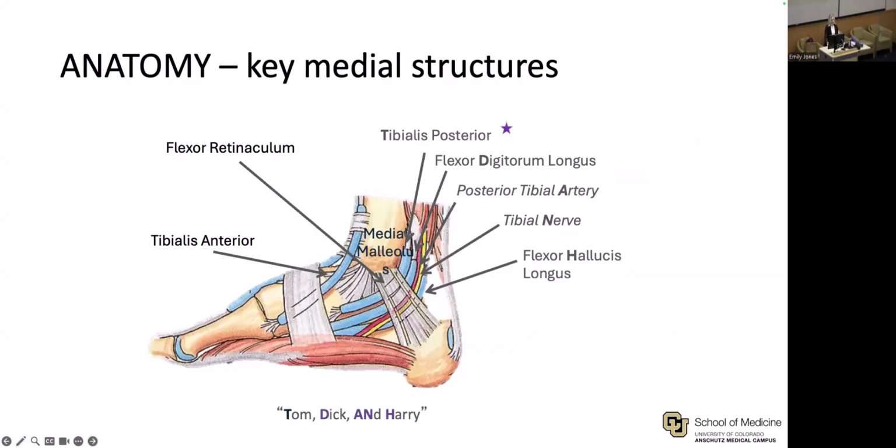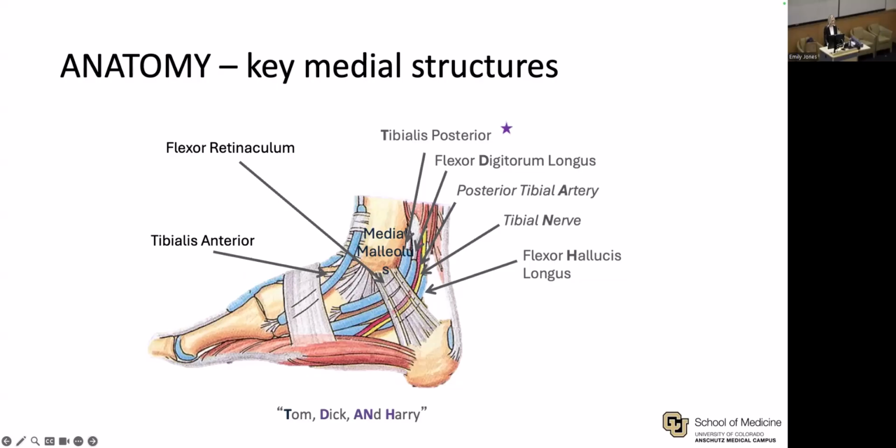Also on the medial side of the ankle, we have some important tendons and other structures. I don't know if you guys remember Tom, Dick, and Harry from medical school. I relearned that when I got into fellowship. So that kind of stands for the order of these tendons, artery, nerve on the medial side of the ankle. So all of these structures course just around the posterior edge of the medial malleolus.